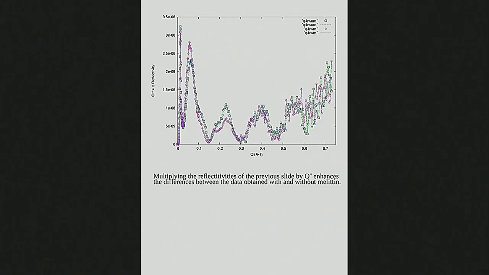And if I accentuate the differences by plotting the reflectivity multiplied by Q to the fourth, remember things are falling off as Q to the fourth, you can see that the difference is even more clear, especially in here and here.